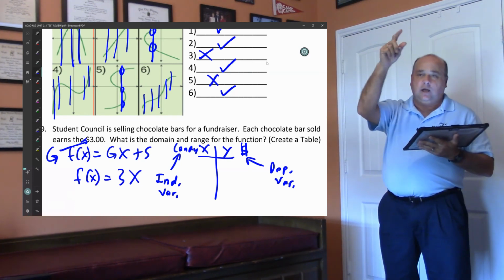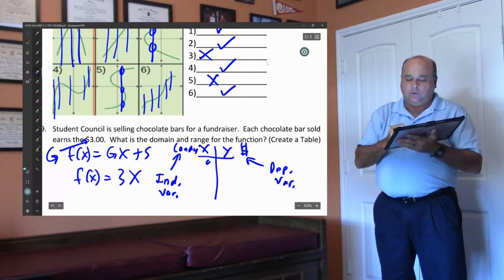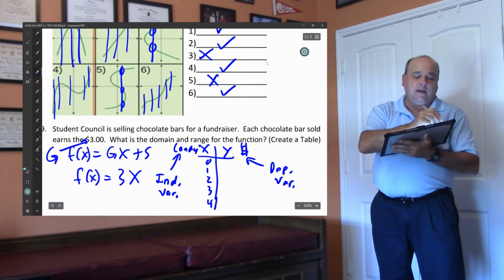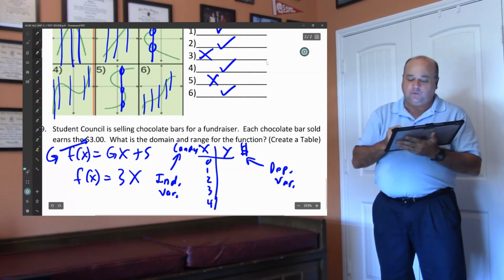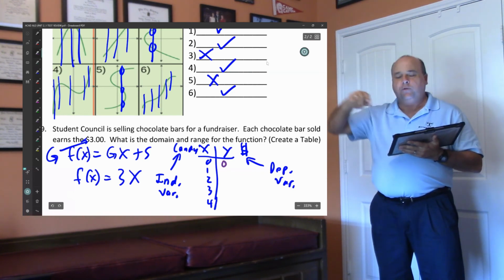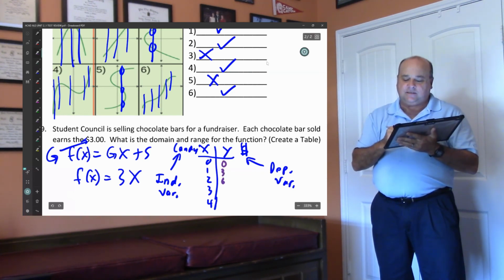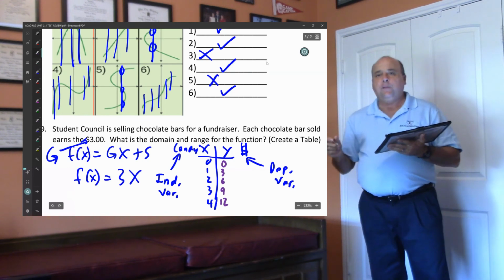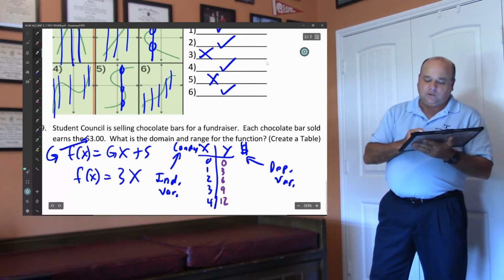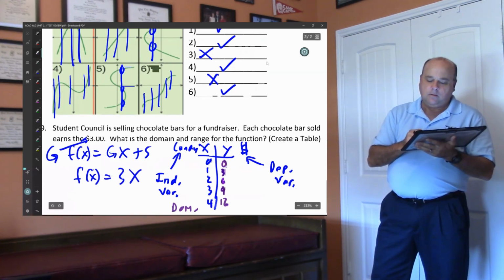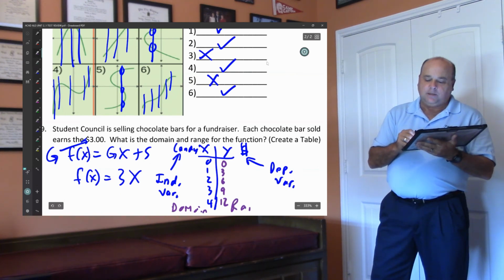Now then, let's do the first 4. So 0, 1, 2, 3, and let's go to 4. At 0 candy bars, we would have $0, wouldn't we? And then we're going to grow this by 3. So 3, 6, 9, 12. That would be my domain and range, right? So this would be my domain. This would be my range.